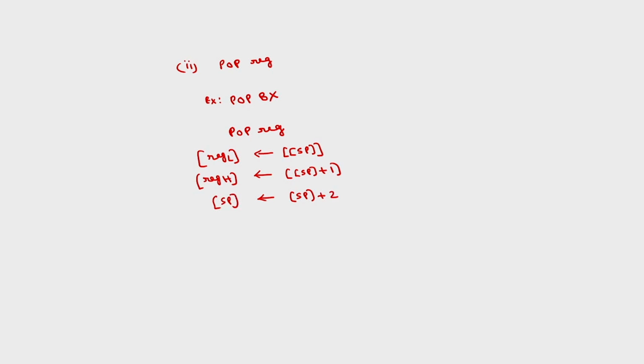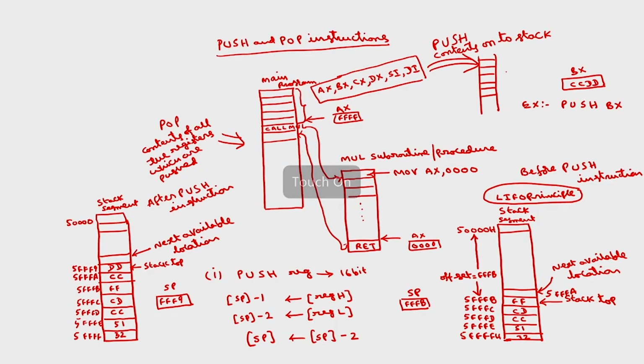This is clear here. So contents of SP. What is the contents of SP? Contents of SP is this. Contents of this will be DD, that will be transferred to the BL, and contents of SP plus 1 is FFFA, that is CC, that will be transferred to the BL. Once these two have been popped, these two become empty. So the next available location is this one, the stack top will be this.